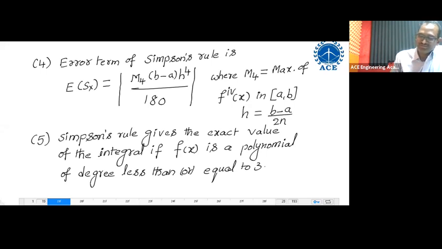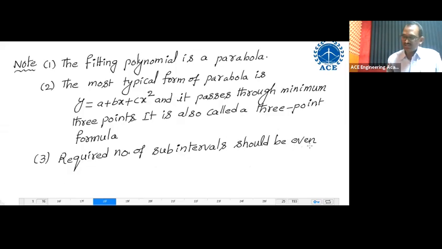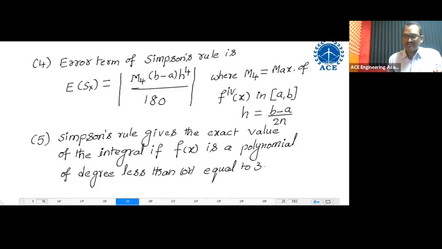Again, you are asking why 2n in the denominator. Actually, the h value is the end point of the interval minus the initial point of the interval divided by n, where n means the number of subintervals. But in Simpson's rule, how many subintervals are required? Please verify. In Simpson's rule, an even number of subintervals is required, like 2, 4, 6, 8, 10, and so on. In order to represent an even number of subintervals, instead of n, I have chosen 2n.